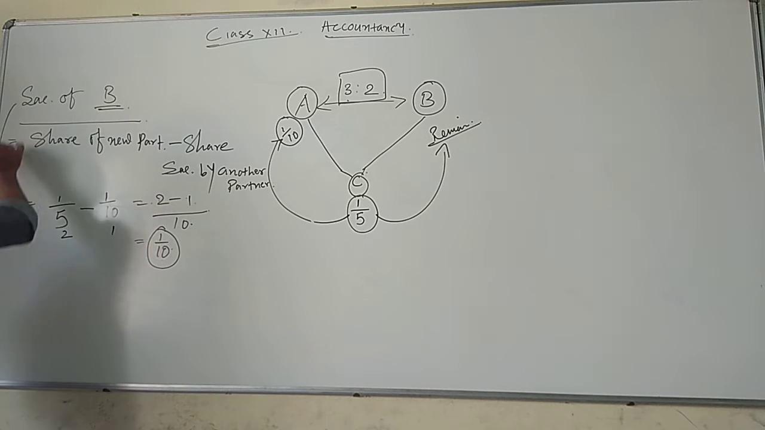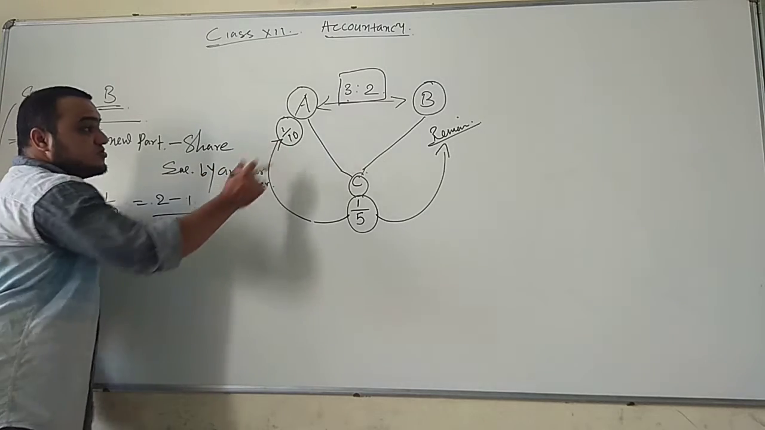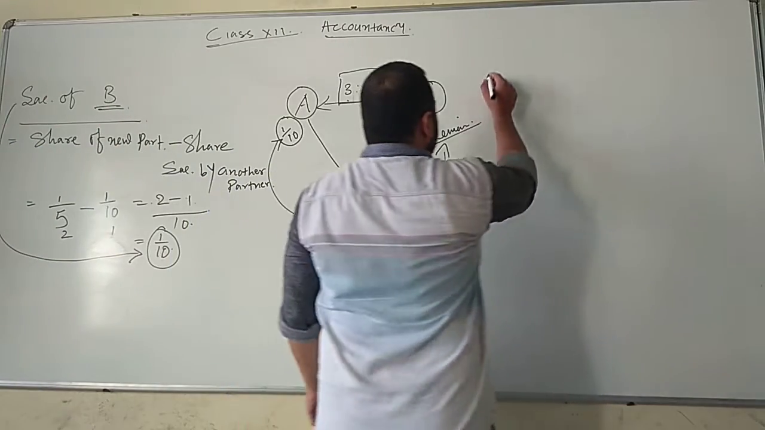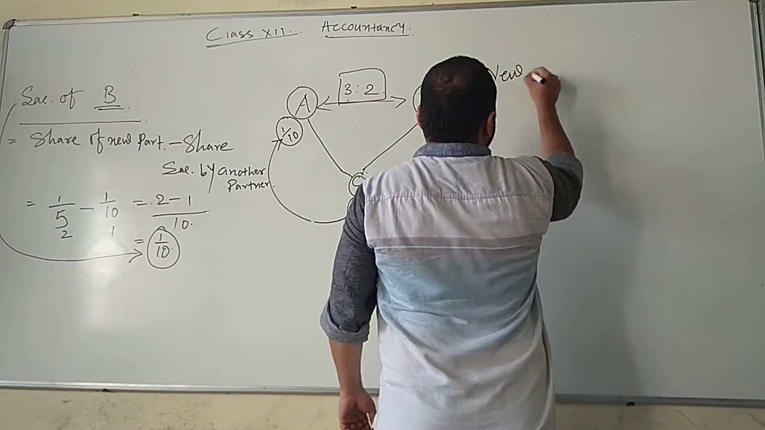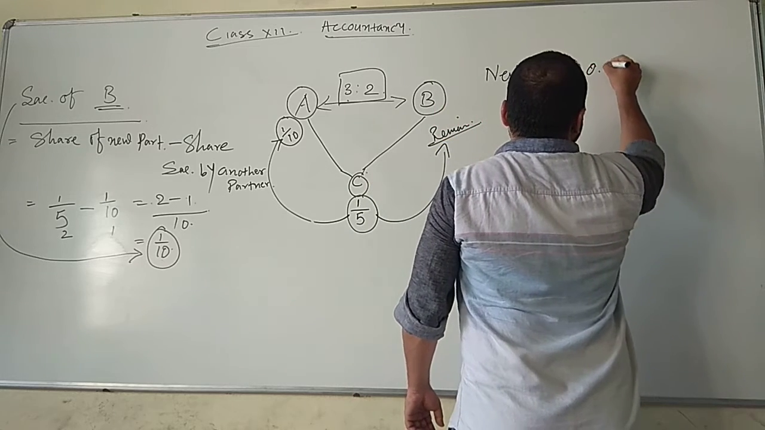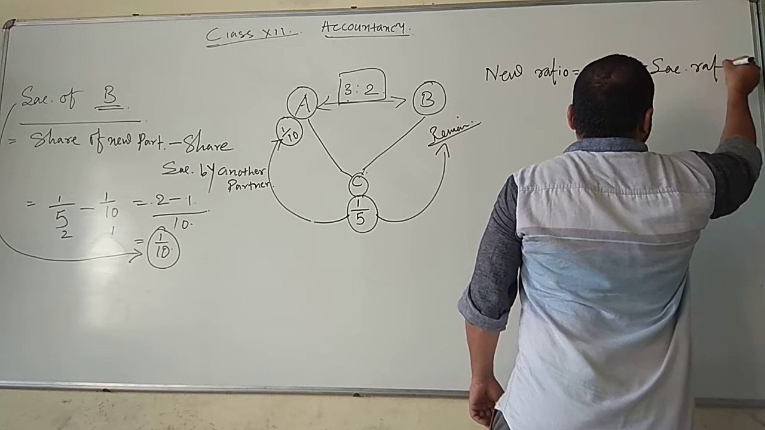So sacrifice of B will be how much? 1 by 10. And sacrifice of A is also how much? 1 by 10. Now to calculate the new ratio, I will write down here: new ratio equals old ratio minus sacrifice ratio.